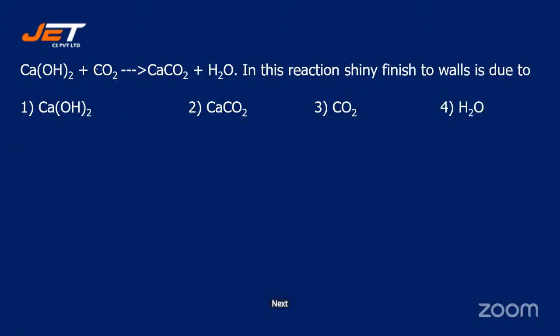Next, calcium hydroxide plus carbon dioxide gives calcium carbonate plus water. In this reaction, the shiny finish to walls is due to... So in this reaction, what is causing the shiny finish to the walls? Calcium hydroxide, calcium carbonate, carbon dioxide or water. Which is the right option? Shrutasya has given option 2. Let us see which is the right answer. Yes, CaCO3 is the right answer.